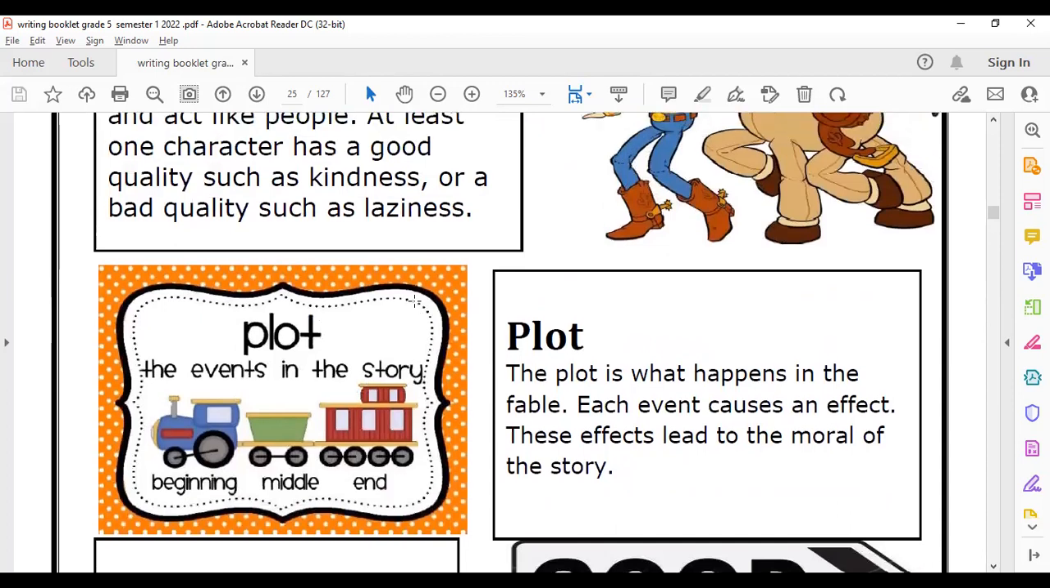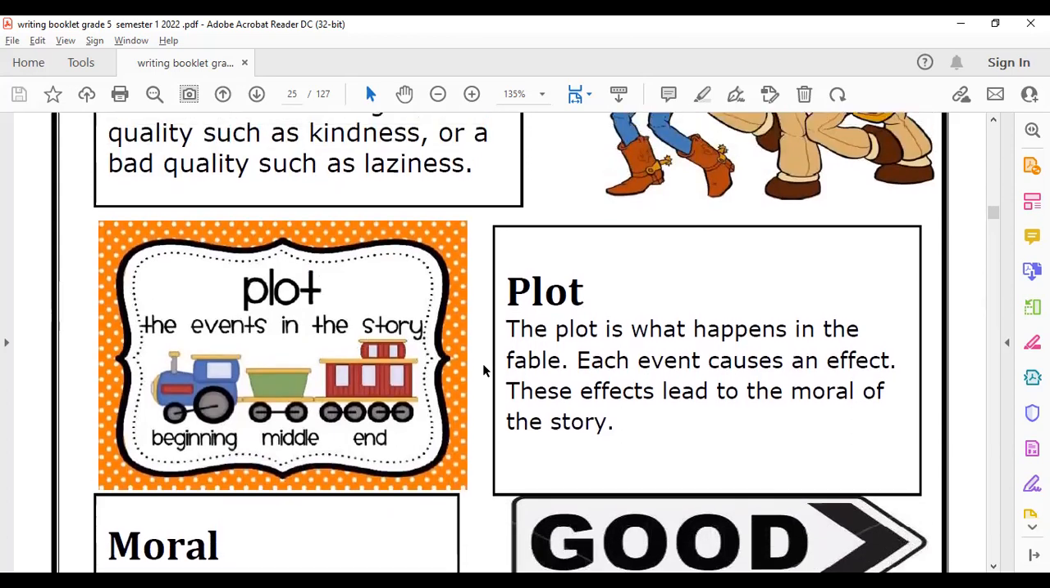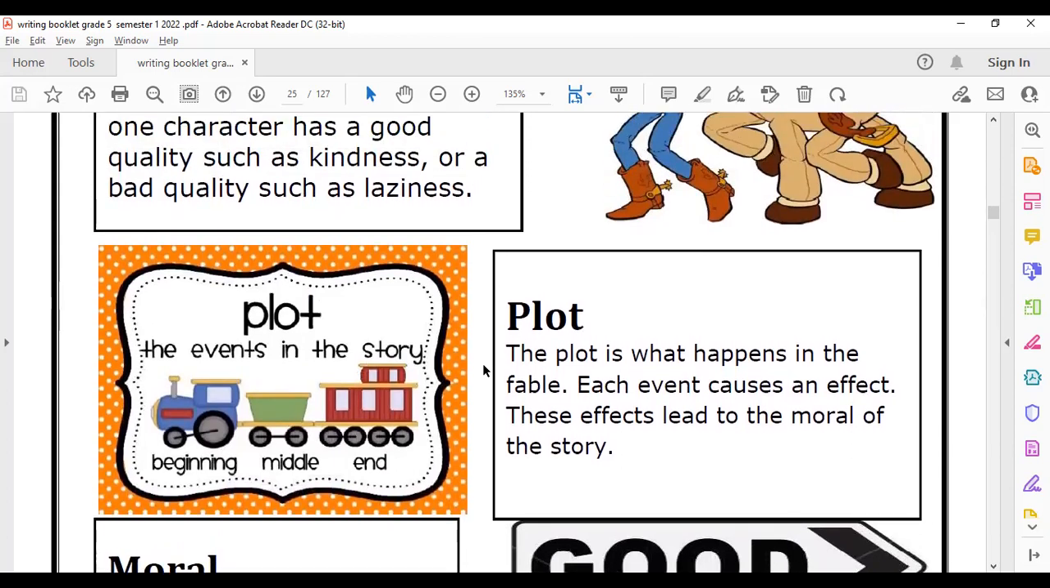Now, Muhammad Walid, can you tell me about the plot? Yeah, hello, Mr. Hello. The plot is what happens in the fable. Each event causes an effect. These effects lead to the moral of the story. Yes, very good. So the plot is what happens in the story.